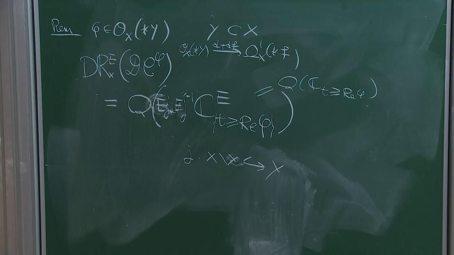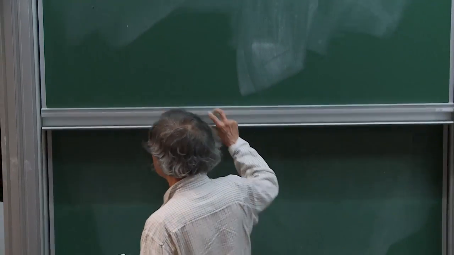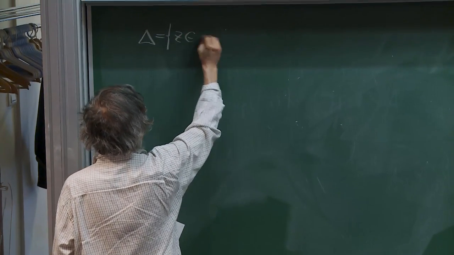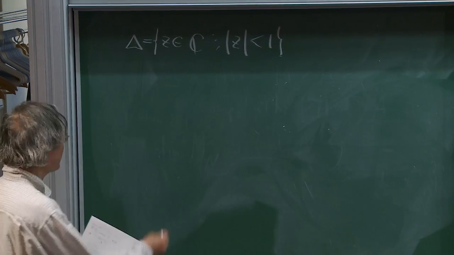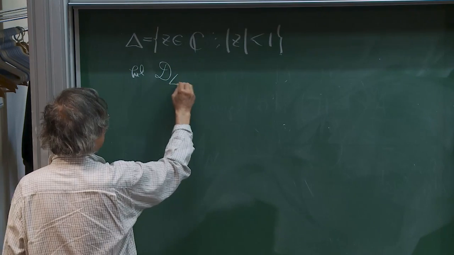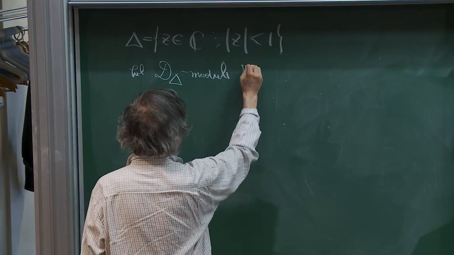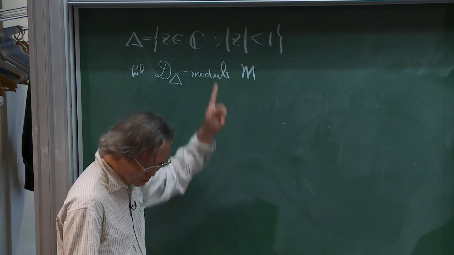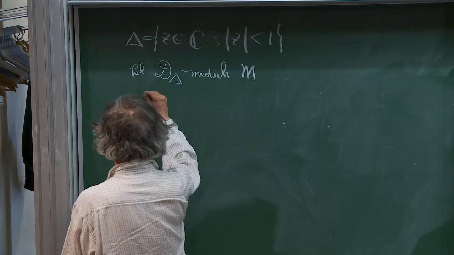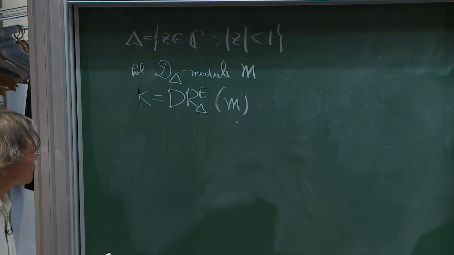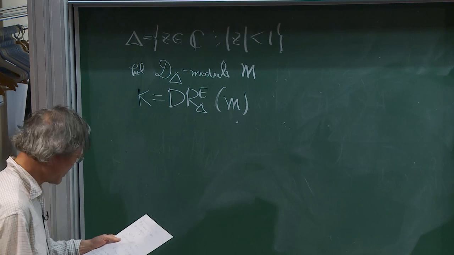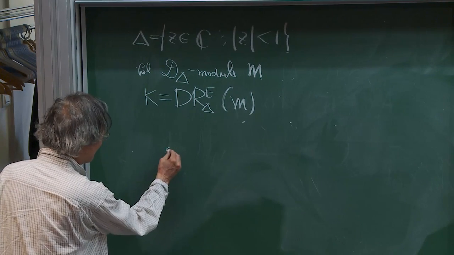OK, and another remark is for the curve case. So now, the typical case, you take the disk and you consider a holonomic D_Delta-module M with singularity only at the origin. Then you consider the enhanced de Rham of M. So that is well known. So it satisfies the following property.